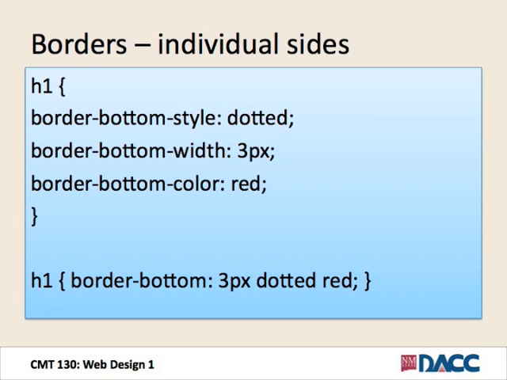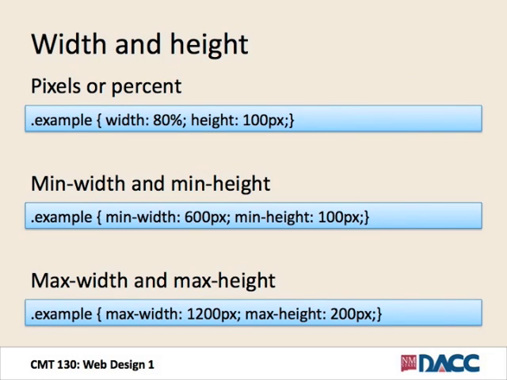Like padding and margin, each side can be specified individually. In the first example, style, width, and color are specified separately for the border bottom. In the second example, the border bottom shortcut is used. First the width, then the style, finally the color are specified. Width and height can be specified in pixels or %. Alternatively, you can specify a min width and a min height, or a max width and a max height.